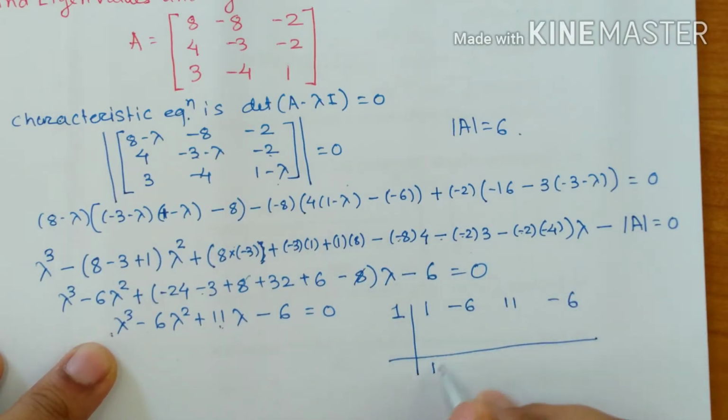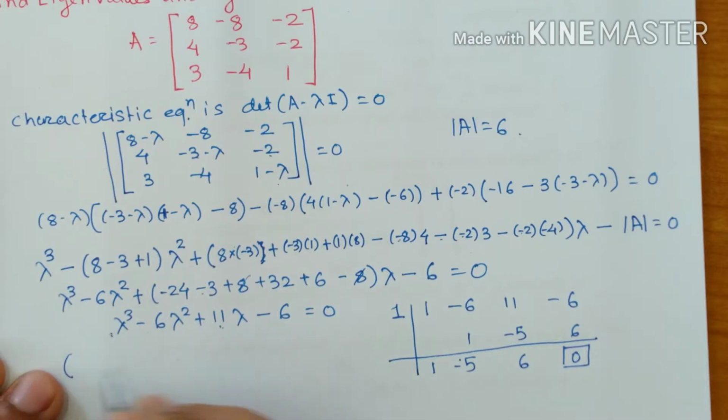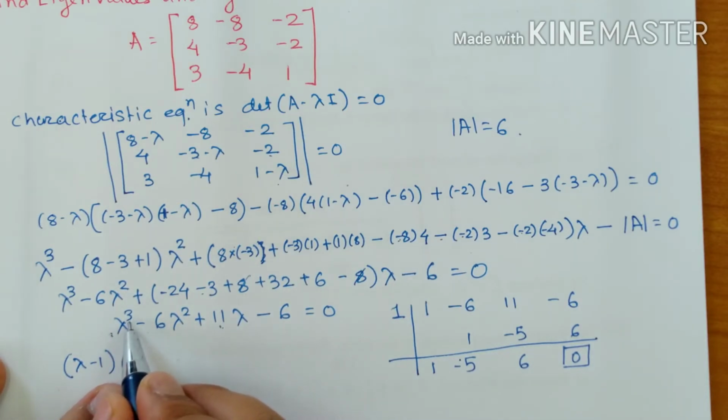The 1 is a carry. 1 into 1, 1. So here we get a -5. 1 into -5, -5. 11 minus 5 gives me the +6. And here we get a 0. So now one term is reduced here. As I am dividing by 1, lambda minus 1 is definitely a factor. Now the remaining polynomial is, the degree of the polynomial is reduced by 1.